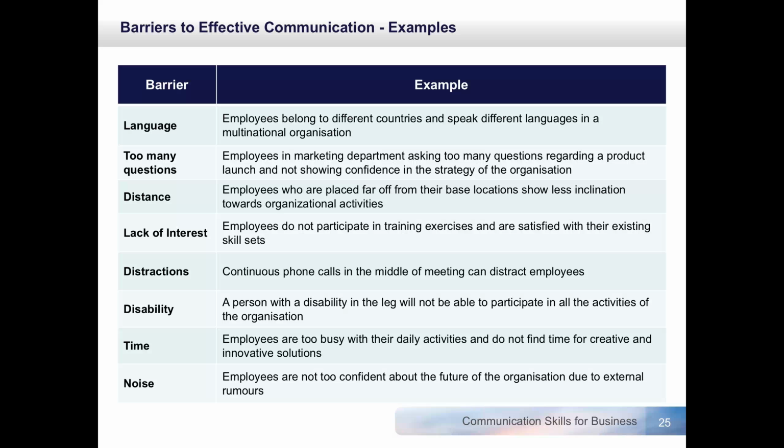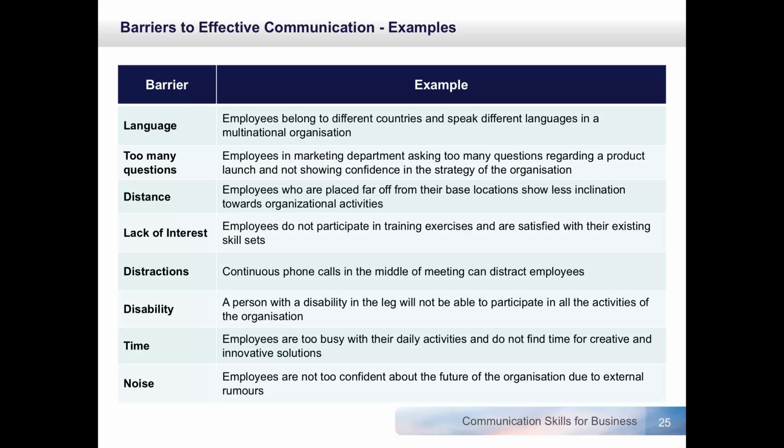Sometimes you also get to see that if you have too many questions being asked, that becomes a barrier to effective communication. A simple example of this would be if you're in a training seminar, the trainer will always request you to ask questions towards the end of the presentation, so that his or her presentation rhythm is not broken, and they are able to communicate the message across clearly to the people attending the seminar. So interjection or asking too many questions at some point in time can become a barrier to effective communication.